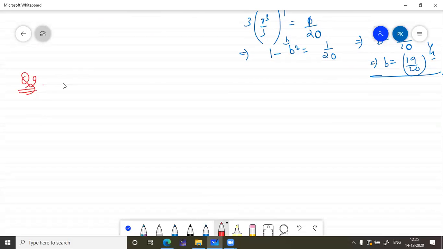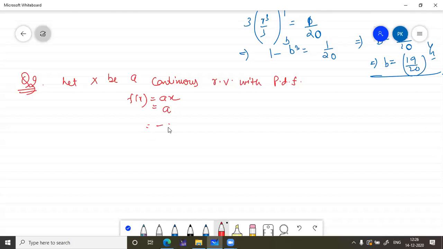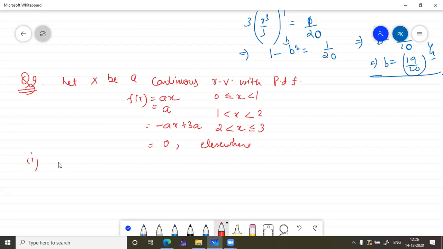Question 3. Let x be a continuous random variable with probability density function f(x) equal to ax, minus ax plus 3a, or 0 otherwise. So f(x) is ax when x lies between 0 and 1, a when it lies between 1 and 2, and minus ax plus 3a when 2 is less than x is less than 3.